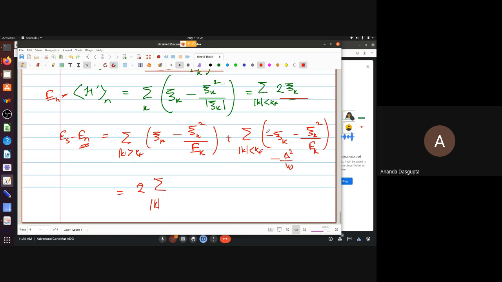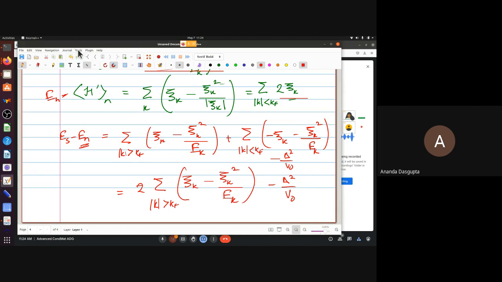Of course, xi k square by Ek contributes the same thing whether it's positive or negative. You're squaring anyway. But you can just write this as a sum above the Fermi level of this quantity. So this is the energy stabilization, which we need to calculate now.